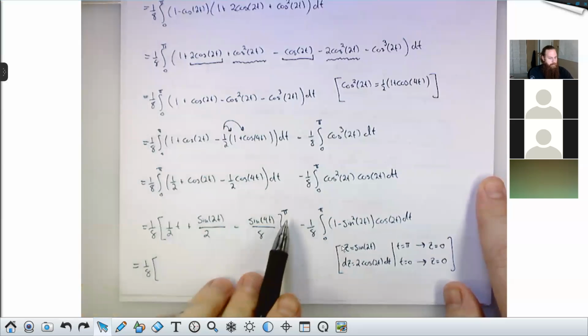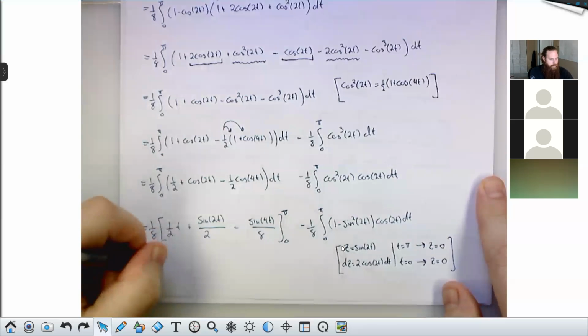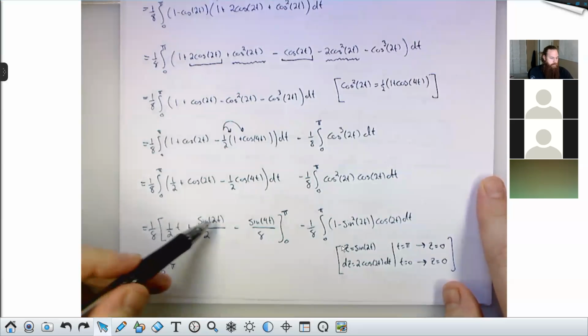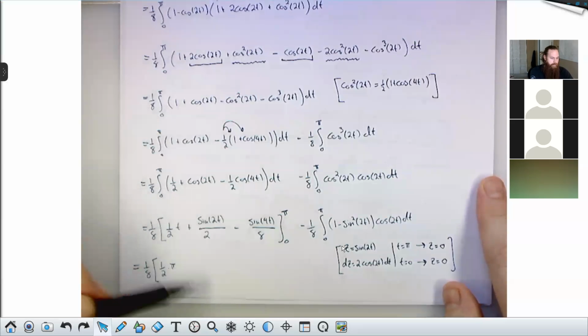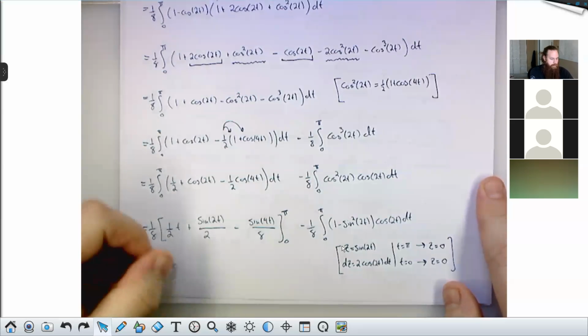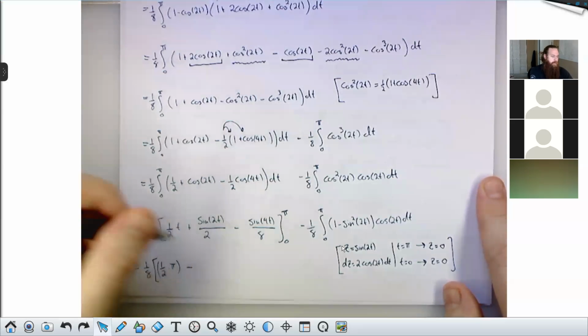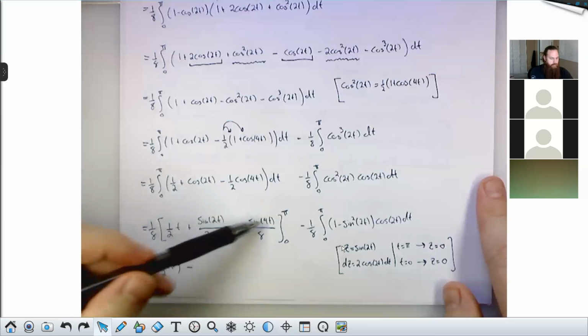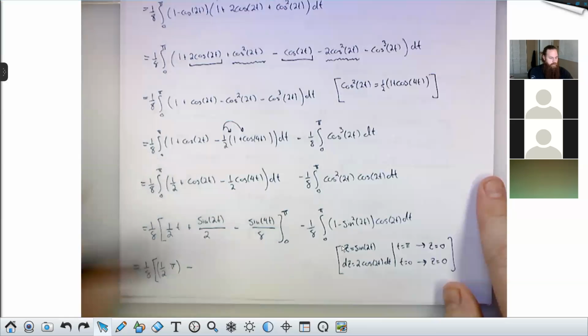On the other hand, over here, when I evaluate, if I plug in the upper bound of pi, I'll get 1/2 times pi. Sine of 2 pi is 0, sine of 4 pi is 0. So that's all I get from my upper bound. And when I plug in my lower bound 0, this is 0, 1/2 times 0. Sine of 2 times 0 is the sine of 0, that's 0. Sine of 4 times 0 is sine of 0, that's 0.